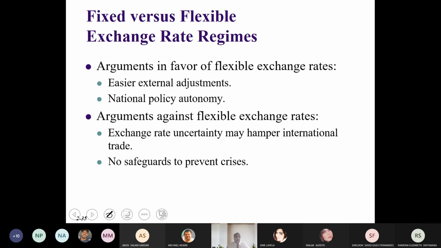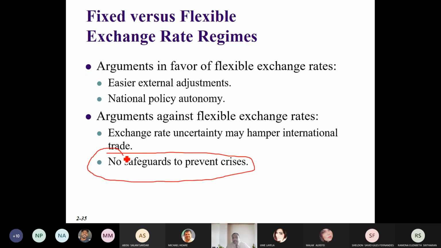Why is a flexible exchange rate more prone to crisis? Why do we feel that a flexible exchange rate can result in a crisis at any time? Do you have any argument for this? He says that there is no safeguard to prevent the crisis, meaning a crisis can happen at any time in the case of a flexible exchange rate.